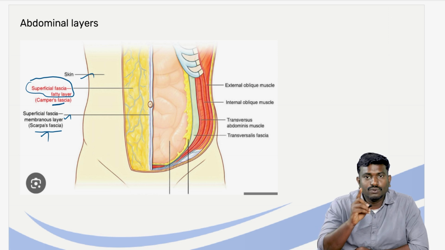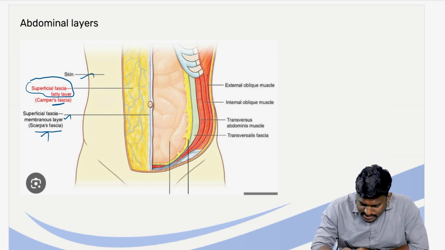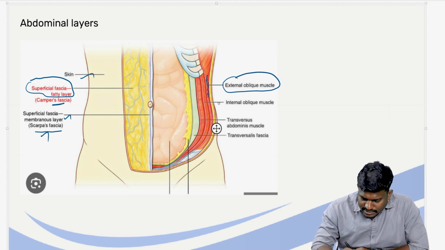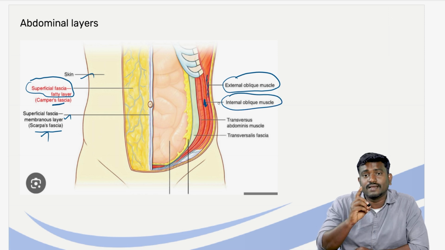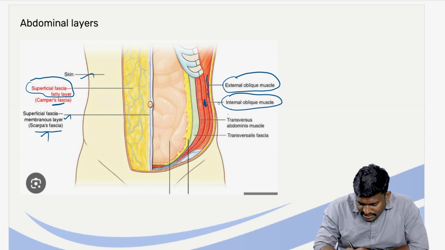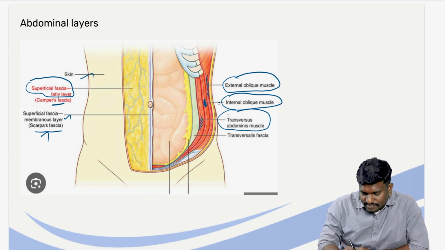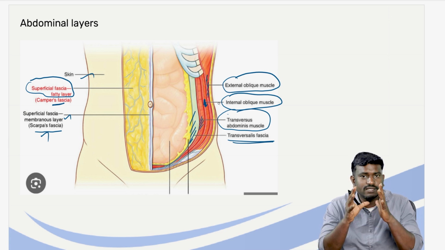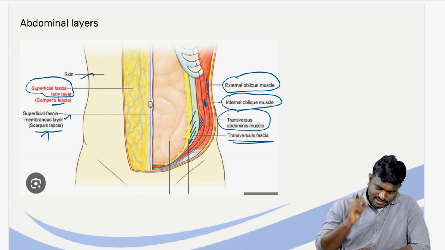Very good. Now, looking into the muscles. What is this muscle here, sir? This is called as what? External oblique muscle. Very good. And the muscle here, these are going to be what? These are the internal oblique muscles. And then we have the transverse abdominis muscle, and here this region, these are called as what? Transversalis fascia. These are the abdominal layers.